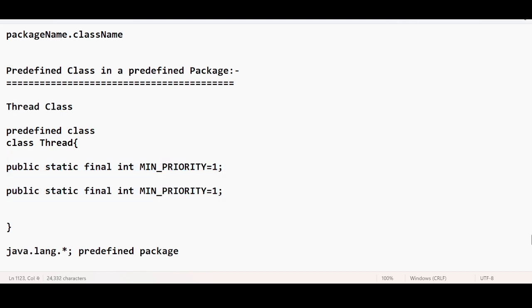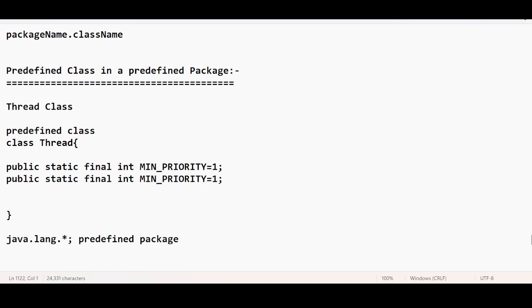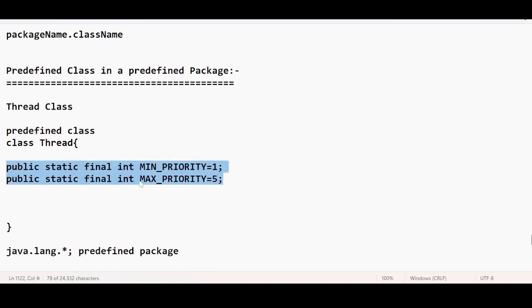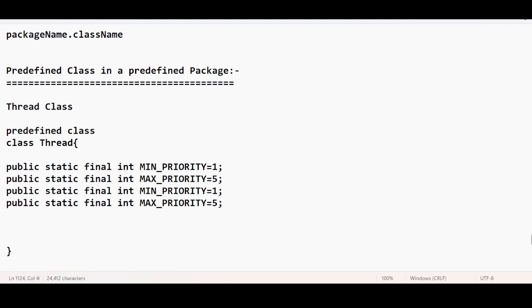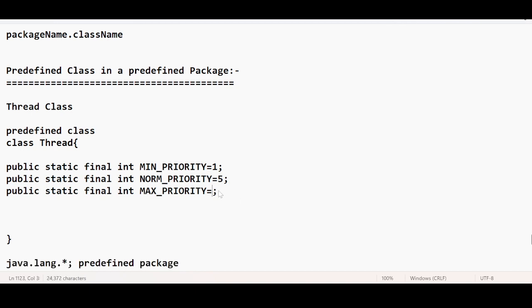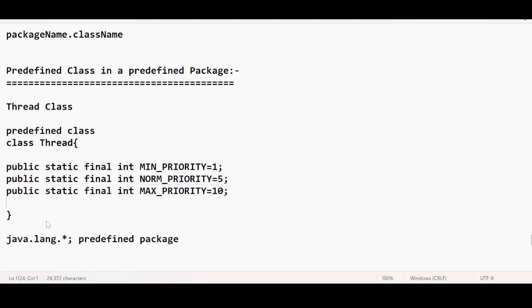Inside the Java language there is a class, and inside this class there is a static variable in the name of min priority, in the name of norm priority, and there is a priority called max priority. These are the values assigned to these variables. This is the variable name, this is a variable name, and this is the static variable. This is defined by the Java people.